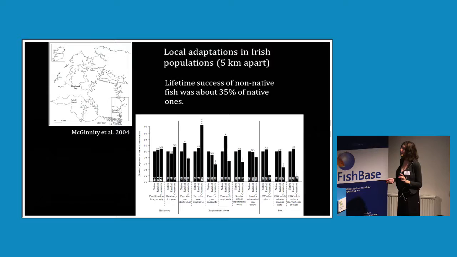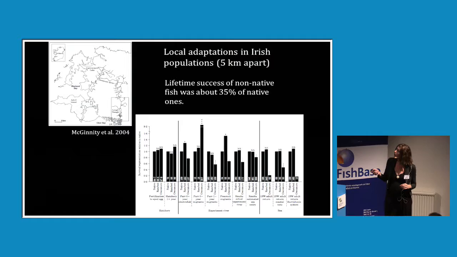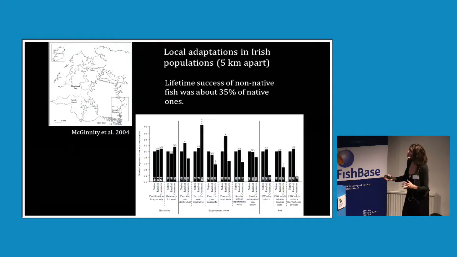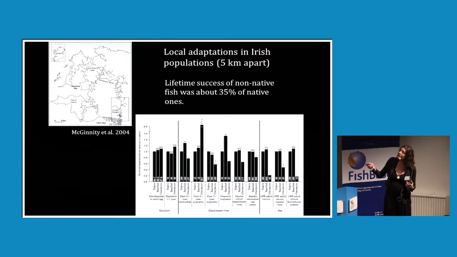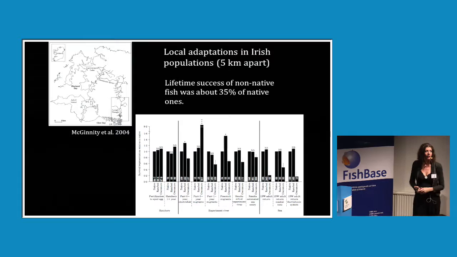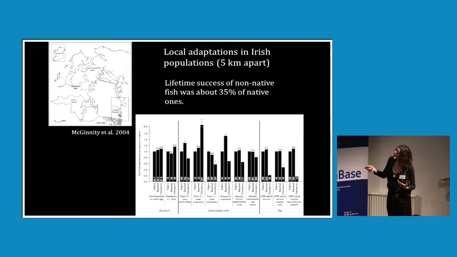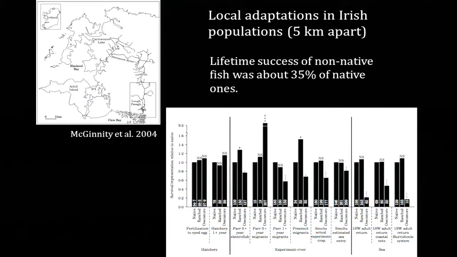This is an example from Ireland, from a system where salmon is present in a river here, and also in a river very close to here. These systems are only about 5 kilometers apart, so they are really close to each other. How this experiment was conducted was that salmon from both these systems were raised in this one system. And then the performance of the salmon was evaluated. The results are seen in this graph. I know that it's hard to read, but what you should focus on is that the first two bars in each of these groups are native salmon, so the salmon that come from this river system where they were also raised.